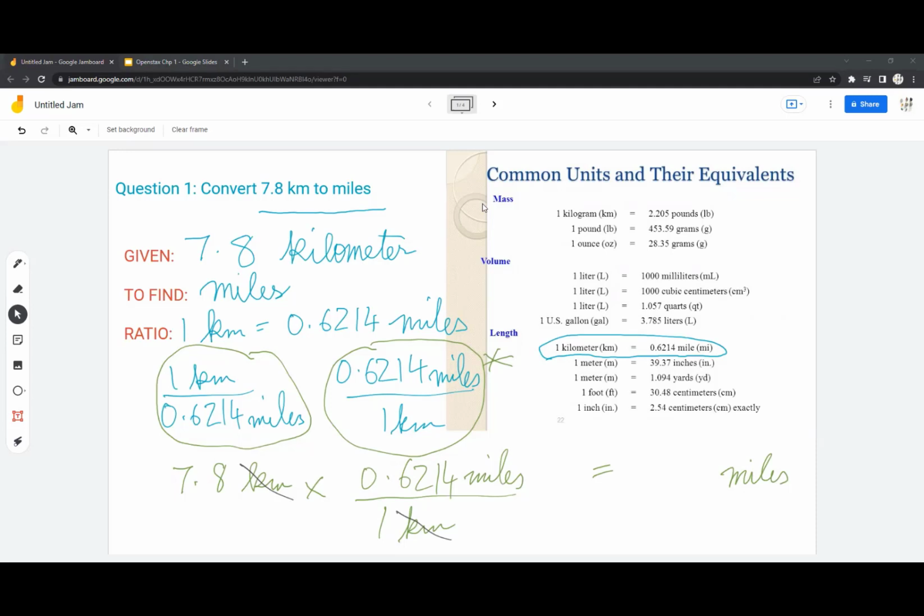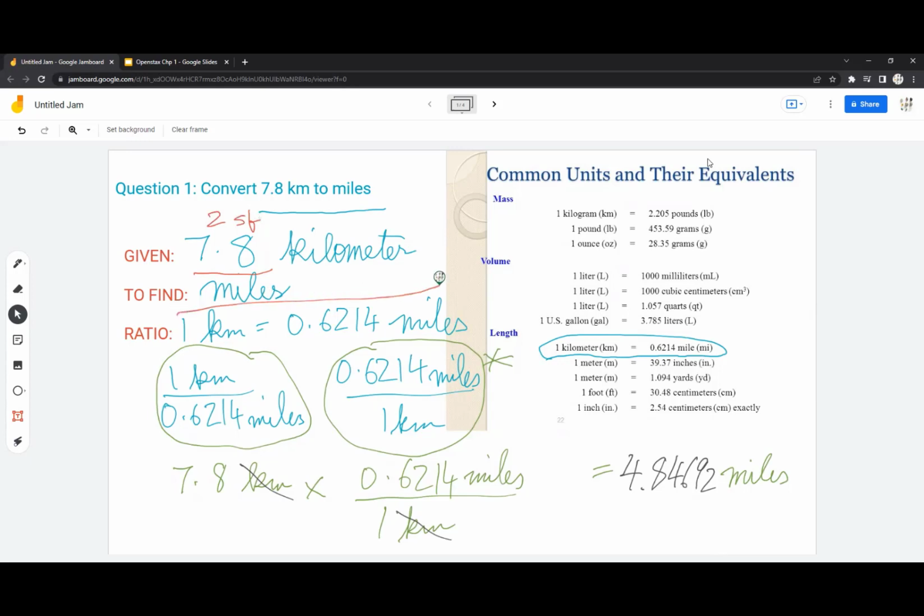So the answer I'm getting is 4.84692. Now let's look at the sig figs in this. If you look at the sig figs, you will see that there are two sig figs over here. This is an exact number. What that means is we are not going to use that in our calculations because it just goes on to infinity. So our final answer's sig fig is going to be based on what's given to us, two sig figs.